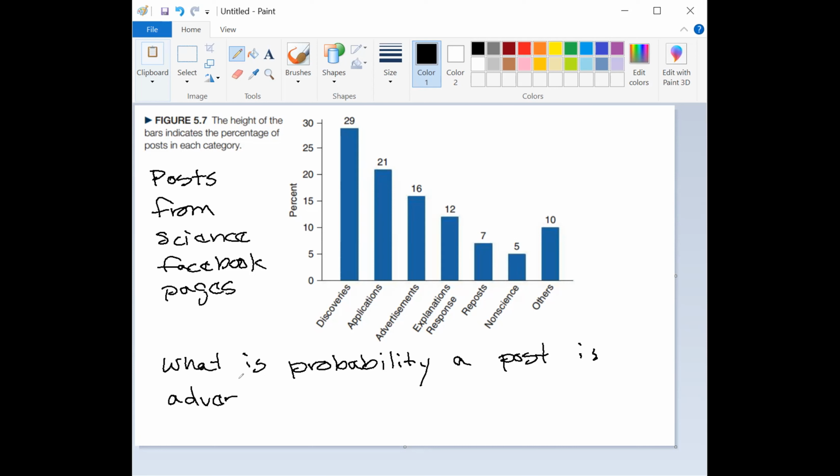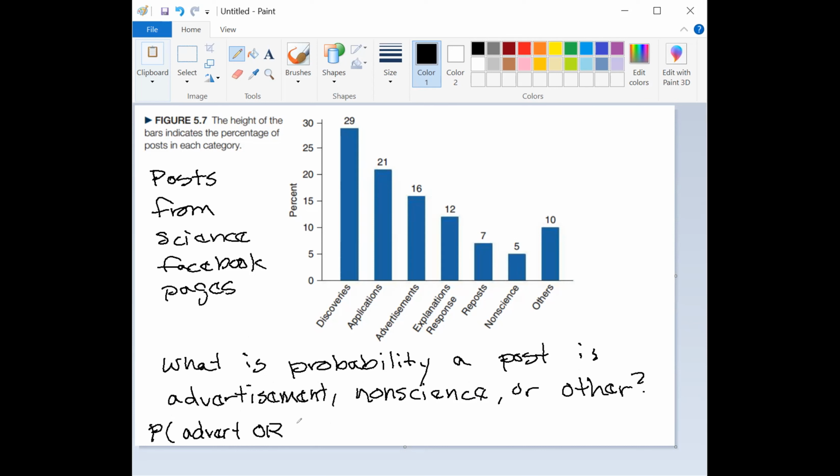So advertisement, non-science, or other. Okay, and so what we can do if we were to write these out, so probability, we've got advertisement or non-science, or other. I'm going to run out of space because I'm writing too big, so let's go ahead and make this a little bit bigger.